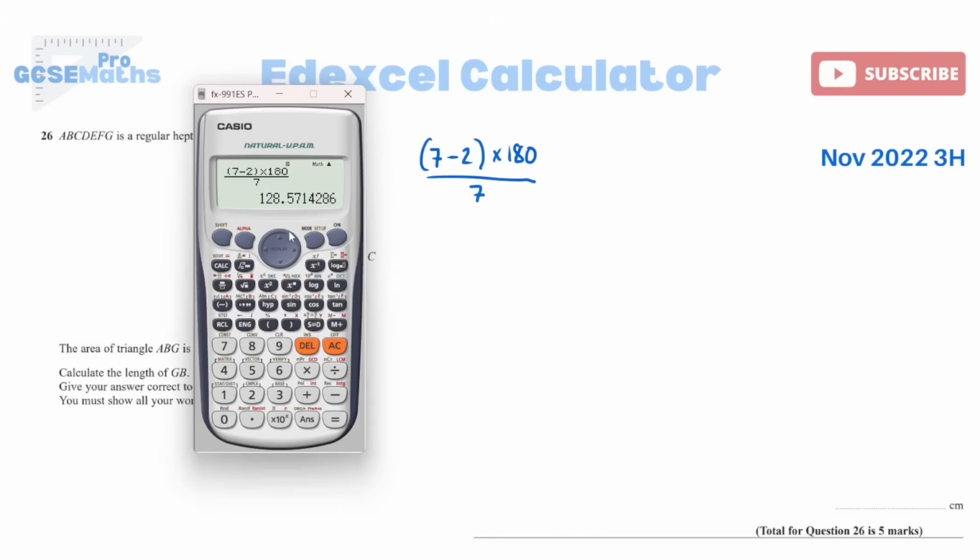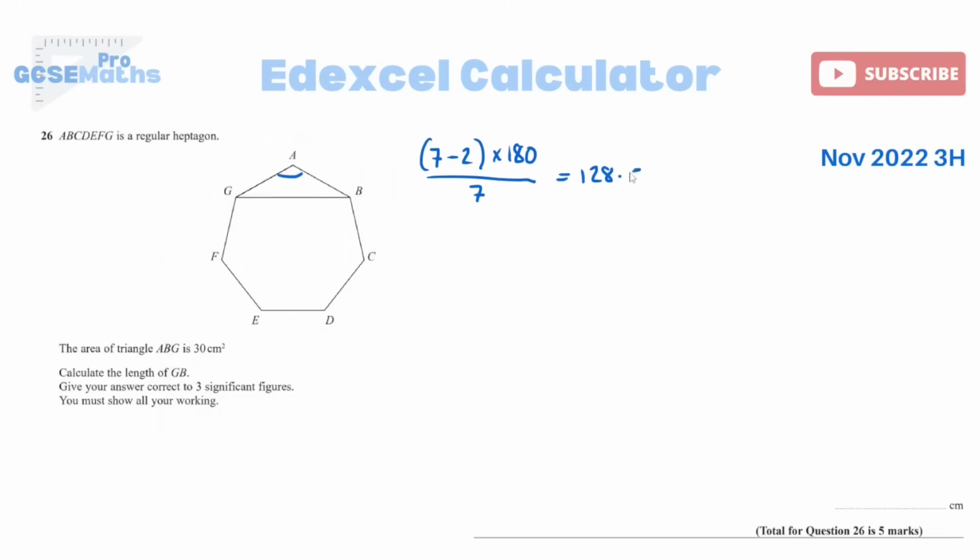Now, unfortunately, it is a really long number, so I might just save this in my storage option. So Shift STO, I'm going to choose A. I'm just going to keep that there. But it's about 128.57, and that's obviously degrees. So each of those angles, each of them is 128.57. So I've got that. You could label one of the sides as x if you wanted, but because it's regular, they're both x. So I'm going to set up my equation with that.